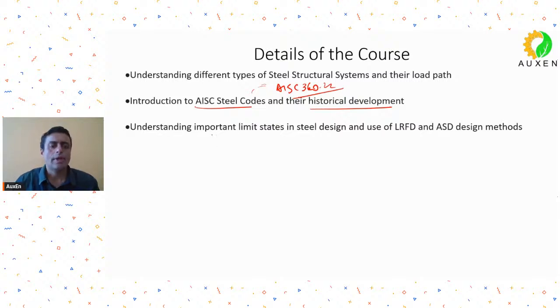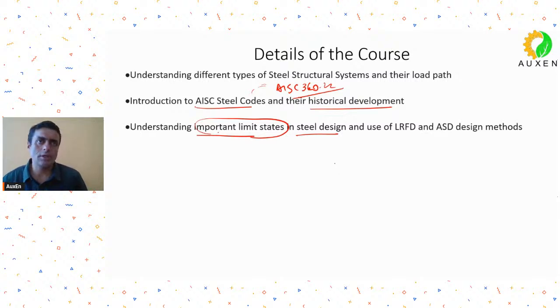Then we'll go to understanding the important limit states in steel design. For example, let's call it the yielding limit state, or when it comes to tension, yielding or tension rupture, or when it comes to compression, the flexural buckling or the torsional buckling, or when it comes to flexure, the limit states will be, let's say, yielding, compression flange buckling, or the lateral torsional buckling. So all these limit states are important for us to understand, because the design of members is governed by these limit states.